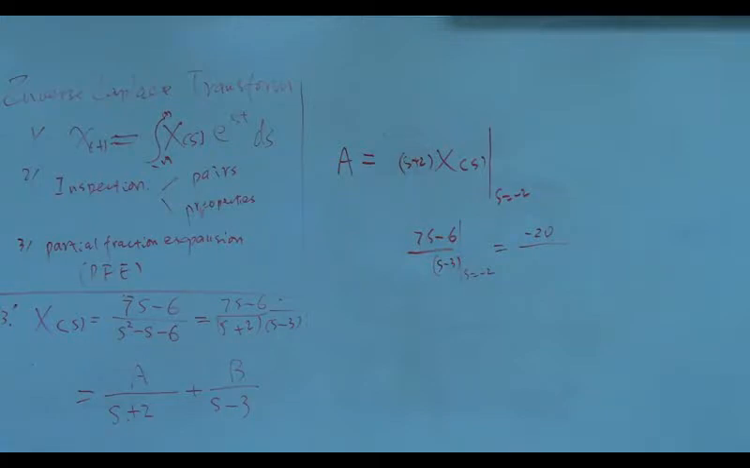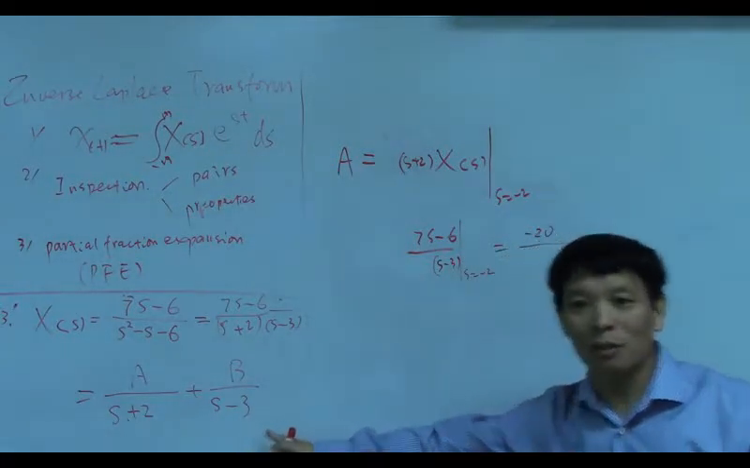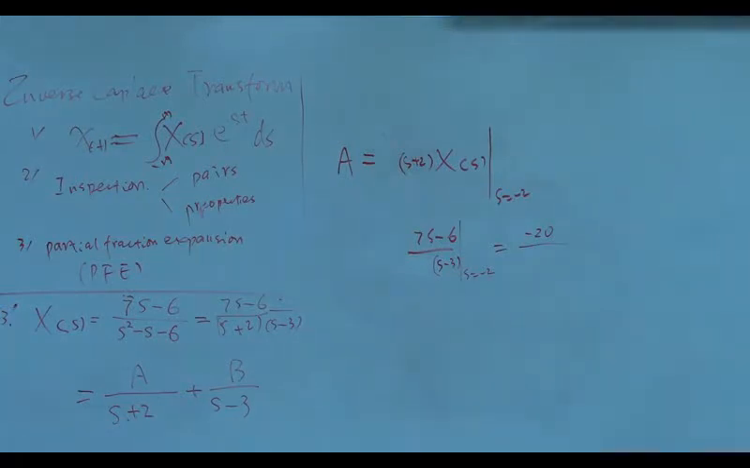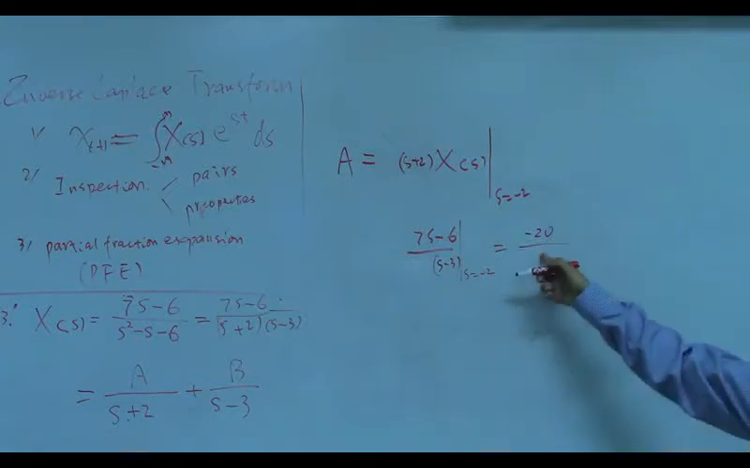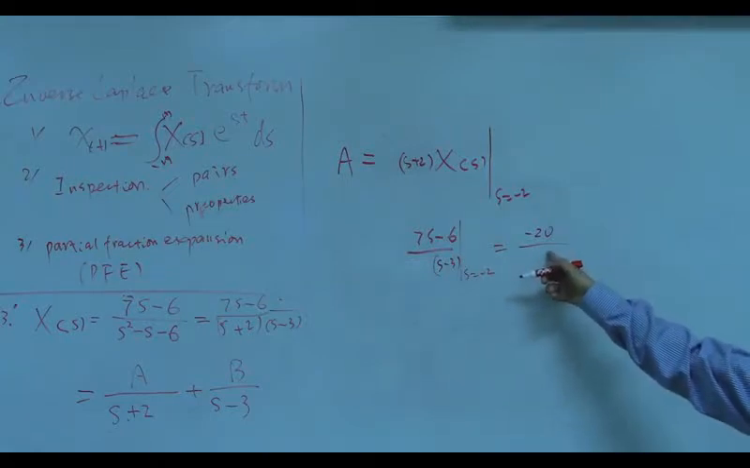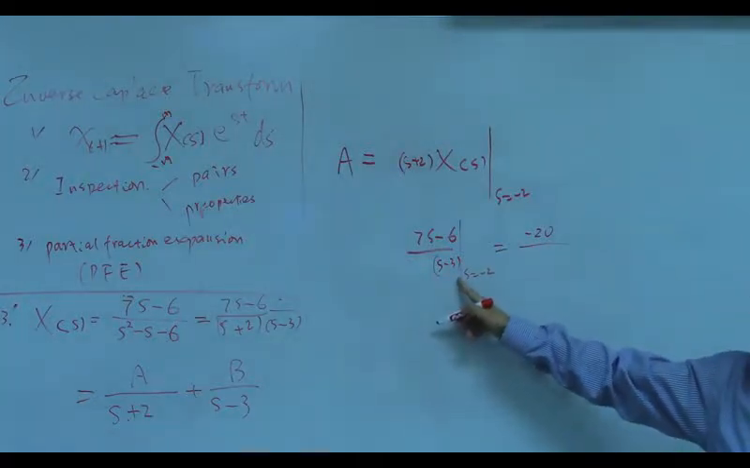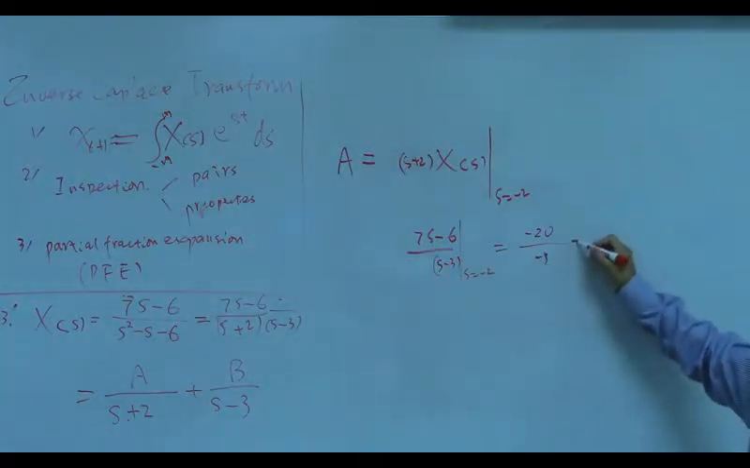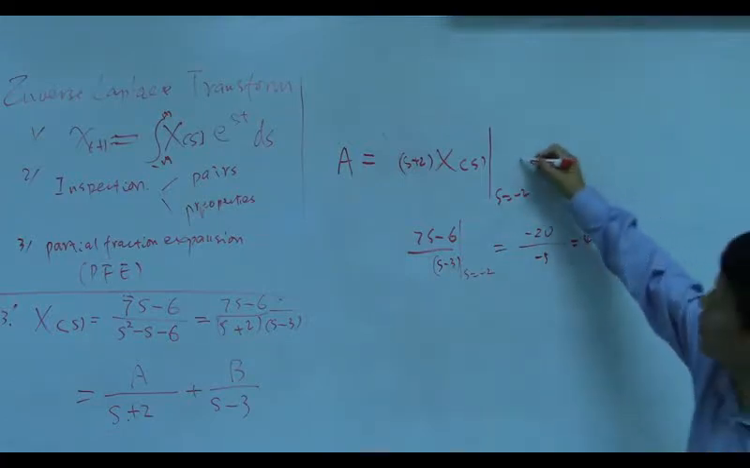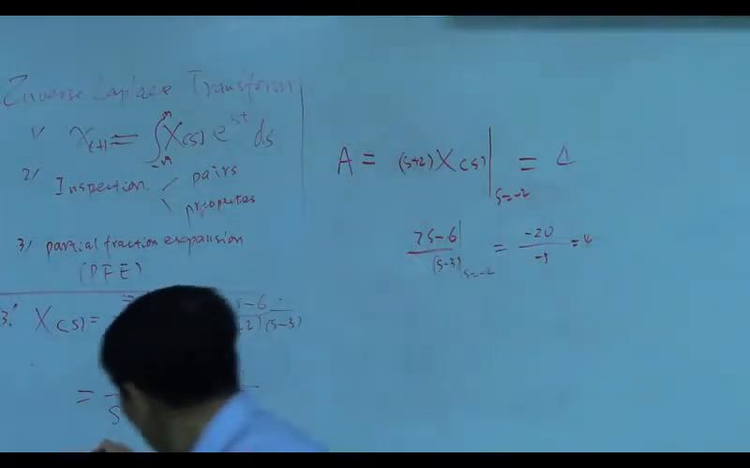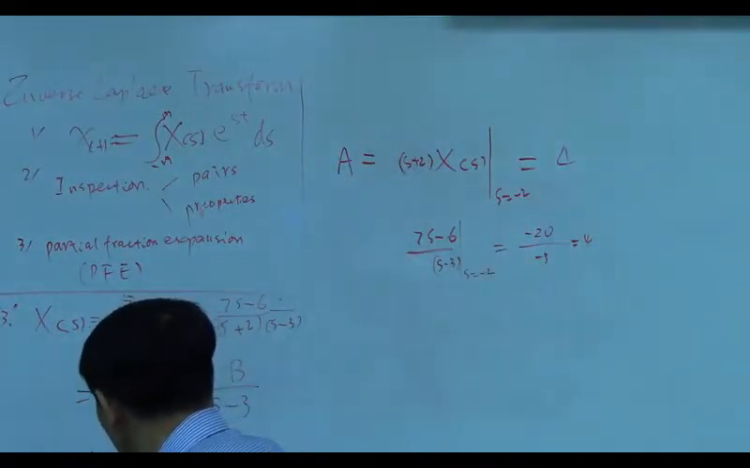So always like this, okay? You can see, calculate B, same thing, this term will be gone. Now we have this one, then we plug s equals negative 2. On the top, that is negative 20. On the bottom, that's s minus 3, negative 5. Negative 20 over negative 5 equals positive 4. So I just directly write this is 4 here. That means A equals 4, over s plus 2.